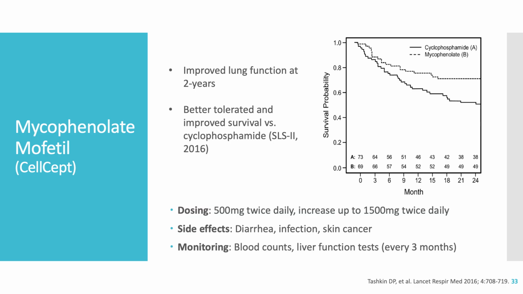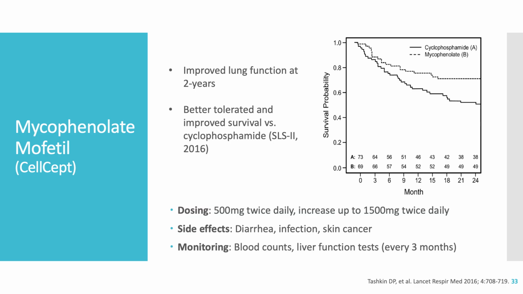This comes from a clinical trial that looked at mycophenolate compared to cyclophosphamide, and you can see the mycophenolate line on top has improved survival compared to cyclophosphamide. So in general, we tend to choose mycophenolate over cyclophosphamide for patients that have scleroderma ILD. This medication is dosed as 500 milligrams twice a day at the beginning, and then if you're doing well from a side effect standpoint, the goal is to get you on a dose of 1,500 milligrams or 3 tablets twice a day.